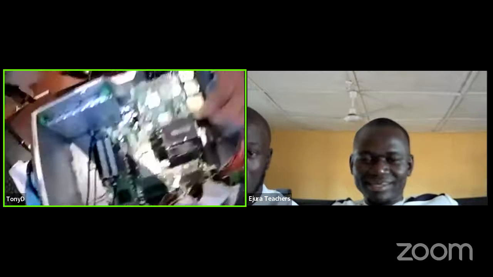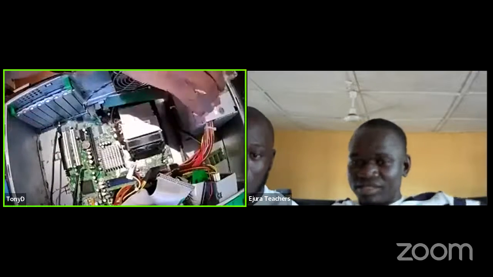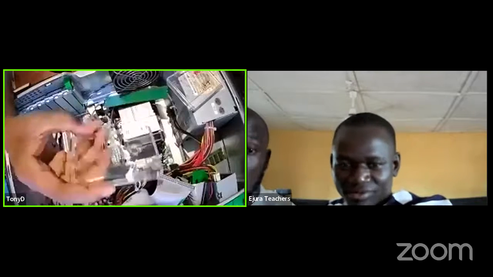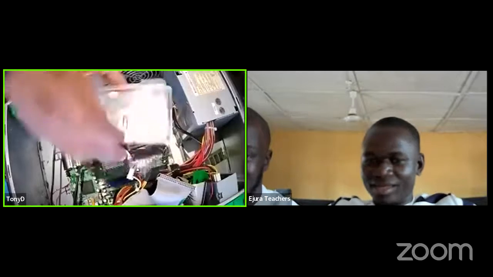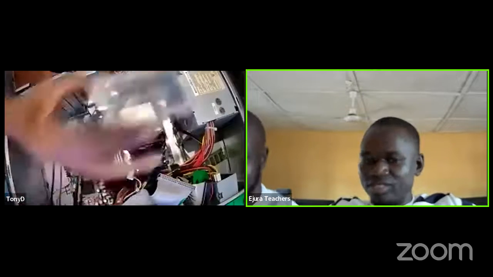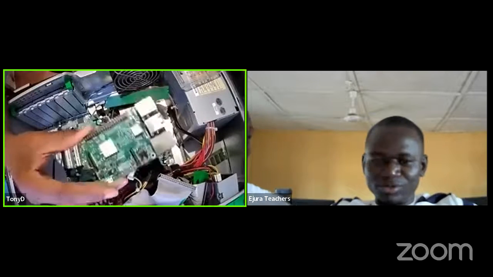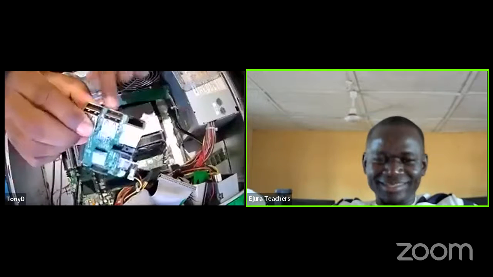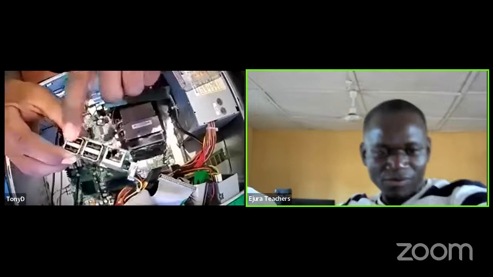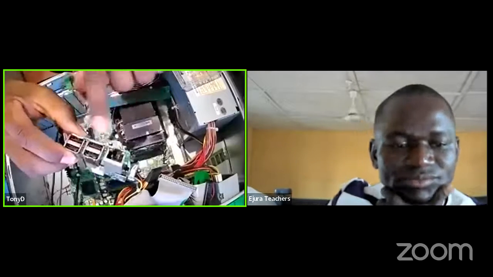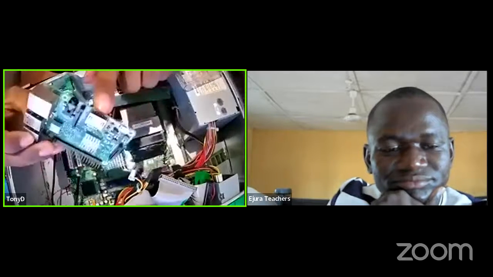Remember that I was telling you about the cases, right? Look at how big this case is. Right? So this is a computer case, and the motherboard. So you see this where you put your Ethernet. This is where you put your mouse and your keyboard and everything. This is where you connect to the monitor.